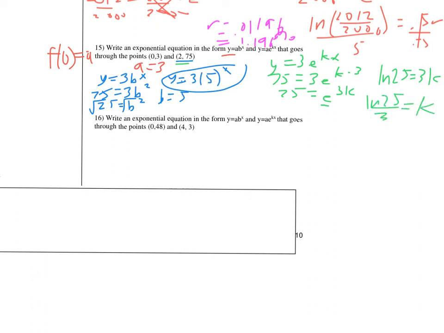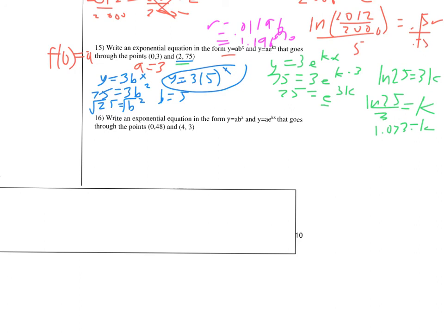And so you can just leave it like that. You can also get a decimal for this. So ln of 25 divided by 3 is 1.073, we'll call it. So you can see the difference here. If our variable is the base, like on this one, we use a root. If our variable is in the exponent, we have to use a log. So let's do the same thing for number 16. If you want to pause it and try it on your own, you can certainly do so.